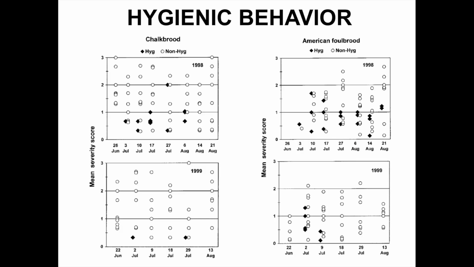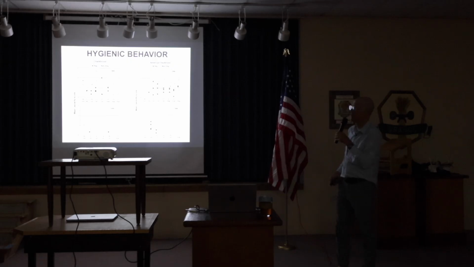But it has been shown with both chalkbrood and American foulbrood that if you have a hygienic colony, it helps. Here the black ones are the hygienic colonies, the white are the non-hygienic. This is a mean score of American foulbrood in the first year, and you can see the non-hygienic colonies are going up. In the next year, the black goes all the way down. You still have American foulbrood in the non-hygienic colonies, but in the hygienic colonies, it gradually goes away. These are bees that have a very keen sense of the smell of a diseased larva, and they remove it before it goes to spore, and that's how they break the disease cycle. It works exceedingly well for chalkbrood as well.